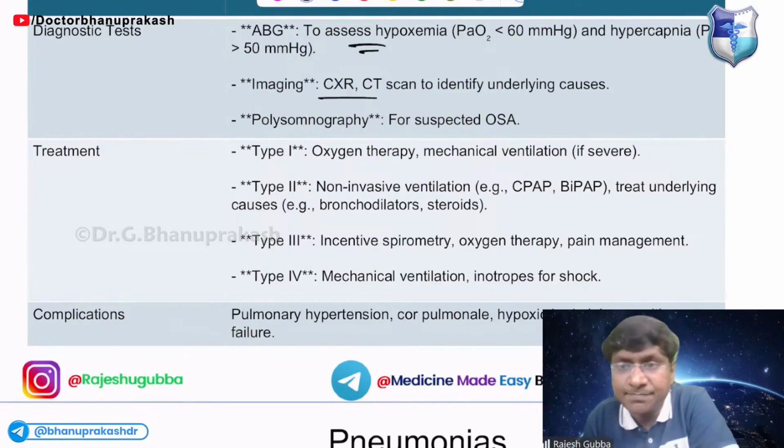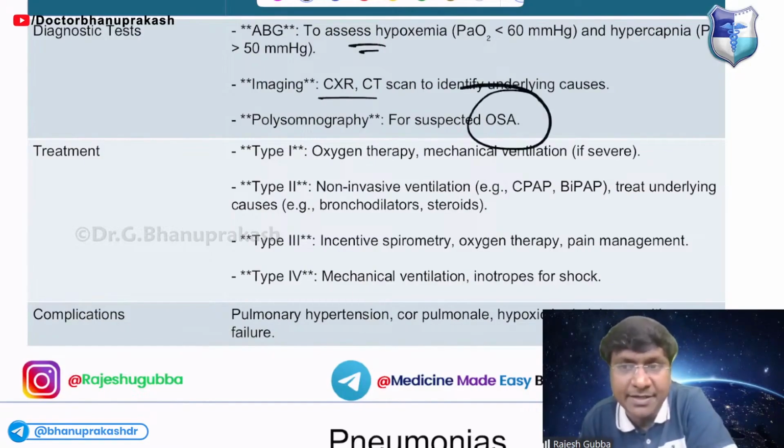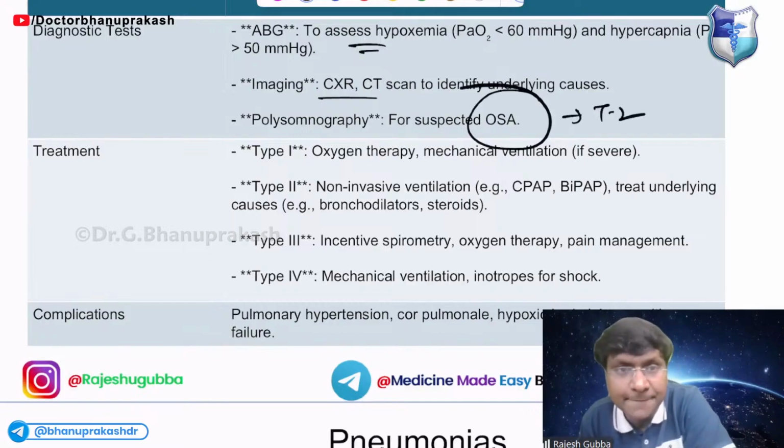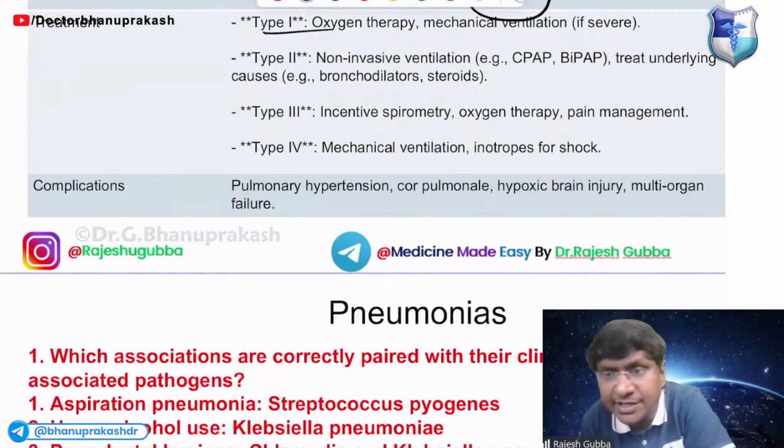What will be the imaging studies? That is chest X-ray as well as CT scan. And polysomnography is done mainly to assess obstructive sleep apnea, because obstructive sleep apnea is the etiology that will be responsible for type 2 respiratory failure. Then how do you treat? For all types of respiratory failure, you need to treat the underlying etiology, followed by oxygen therapy as well as mechanical ventilation.